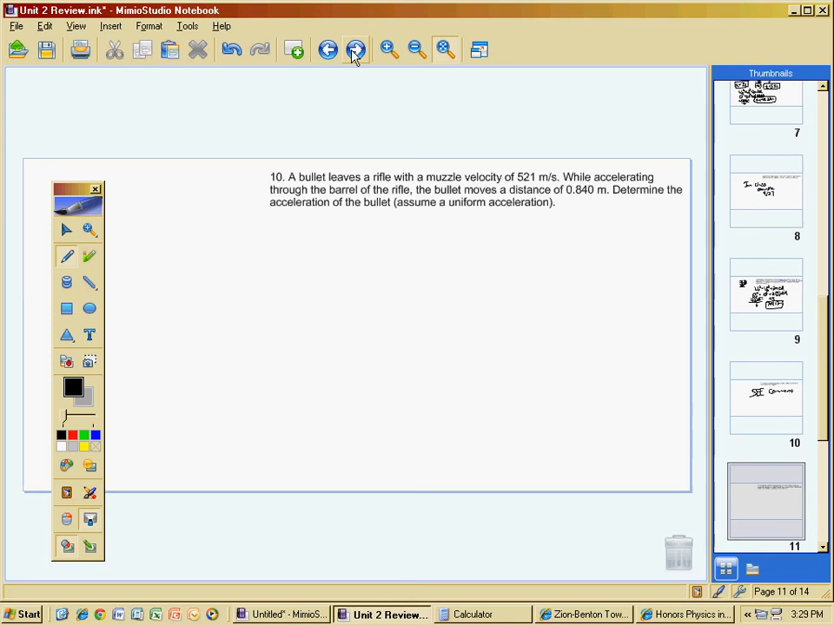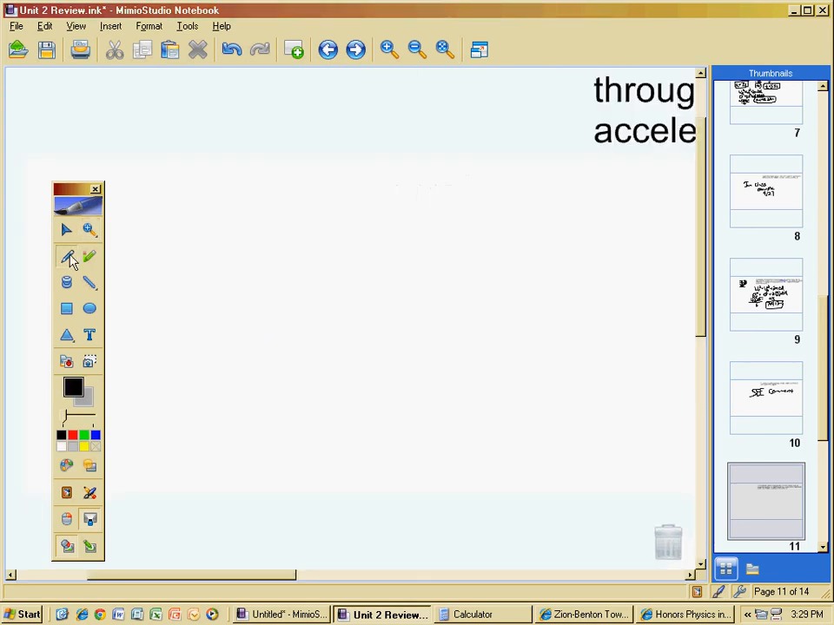All right, again, this one was on your homework last night. Like I said, you're going to see a lot of repeats on these review assignments. The review assignments are made up of former homework questions, which are then used to make up the test. So, again, this is acceleration, so we want to write down our initial variables.